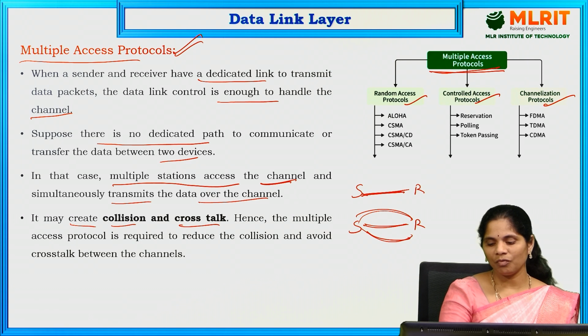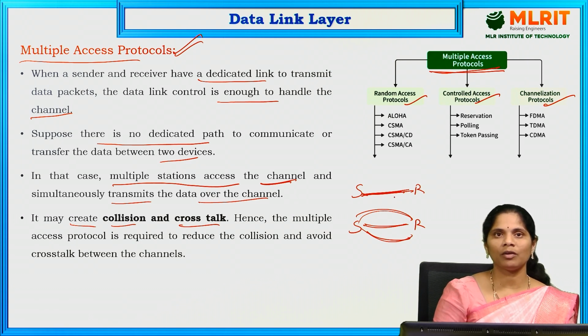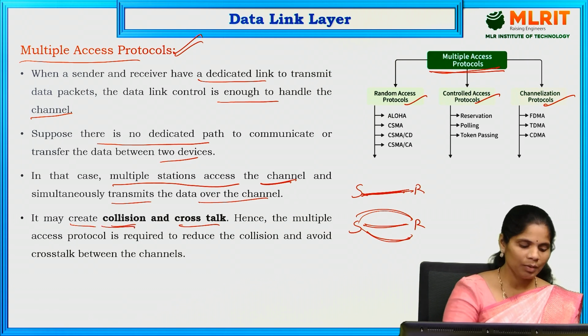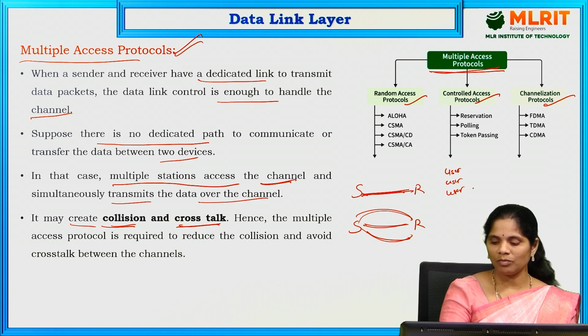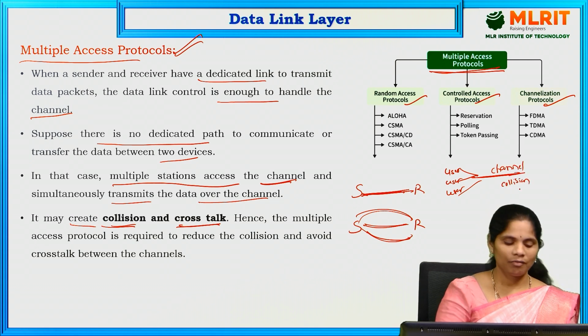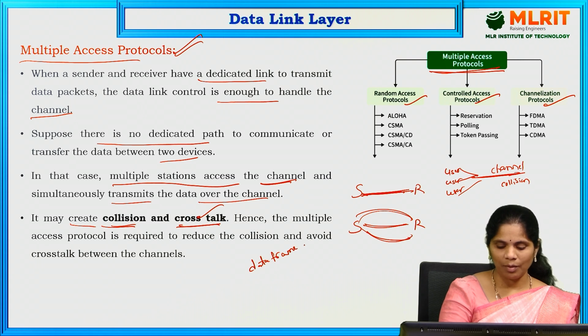Suppose there is no fixed time or fixed frequency for that particular user, what will happen? There may be collision and crosstalk. What do we mean by crosstalk? Crosstalk is nothing but multiple users. These multiple users want to send the data using that particular channel only. Then there may be a chance of collision. That is the collision. And what about crosstalk? Crosstalk is nothing but one data frame combined with another data frame.